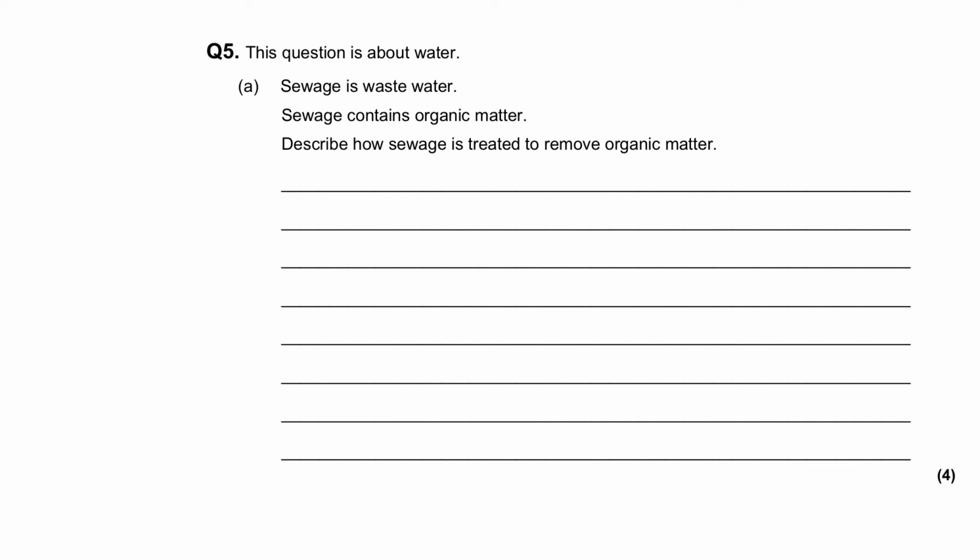This question is about water. Sewage is wastewater, and sewage contains organic matter. Describe how sewage is treated to remove organic matter. And we've got 4 marks for this question.